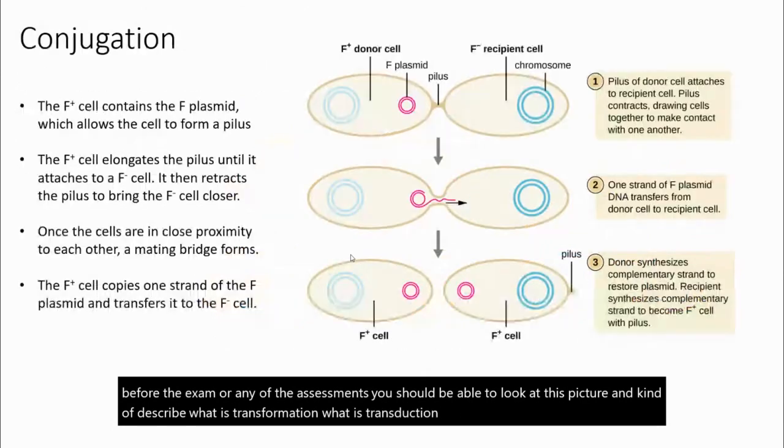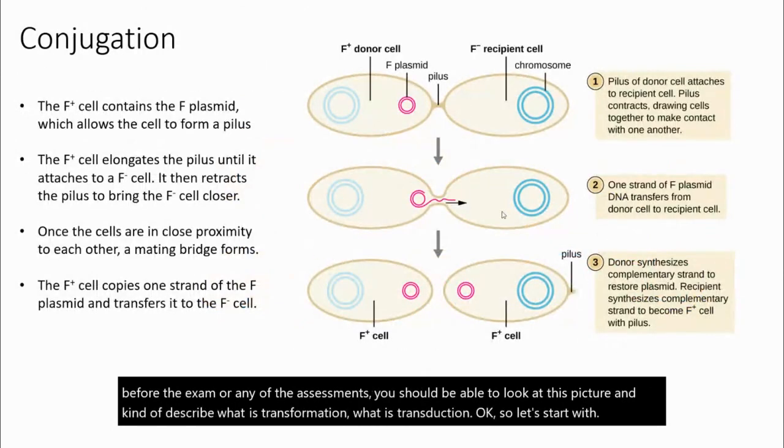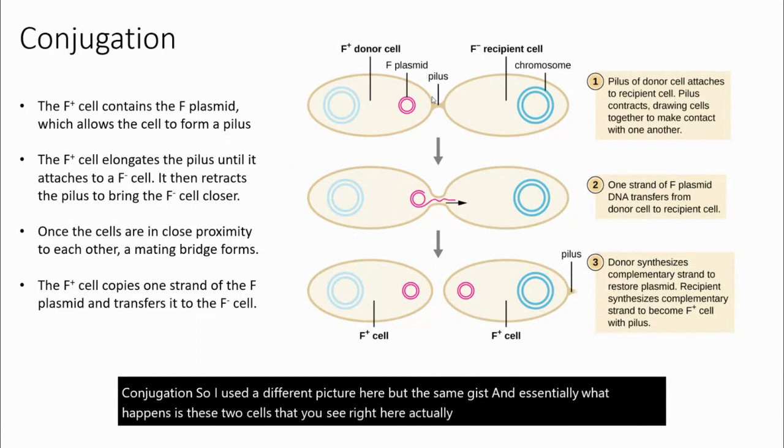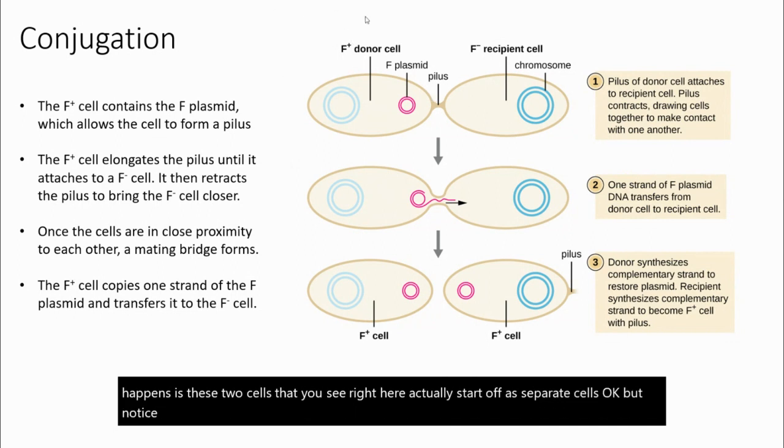So let's start with conjugation. I used a different picture here, but the same gist. Essentially, these two cells that you see right here start off as separate cells, okay? But notice one has what's called the F plasmid. That's what it means by being an F plus. The F plasmid stands for fertility plasmid.